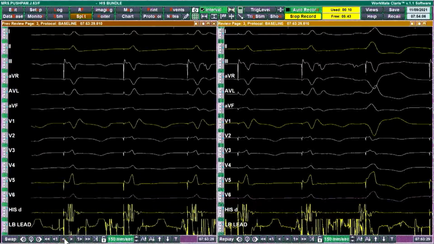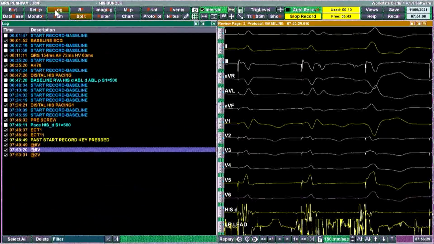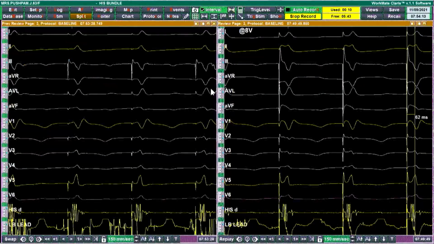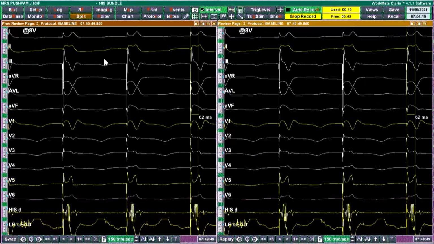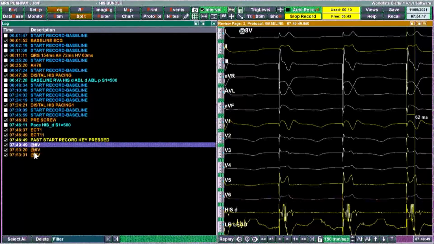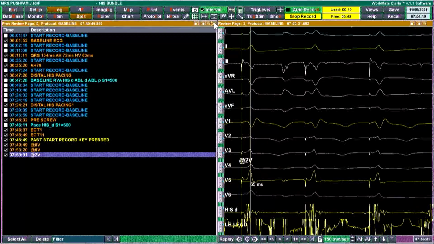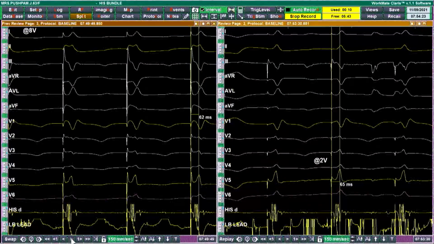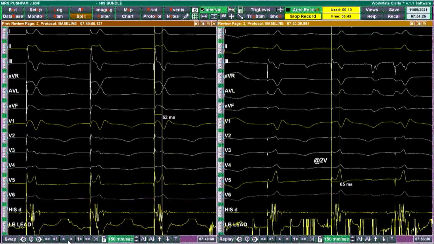For example, if pacing at 8 volts your LVAT is 63, and when I'm coming down the LVAT is increasing to probably 80 or 90, that means I am still a little farther away from the left bundle area. Probably 1 or 2 turns may be enough. Probably 1 or 2 turns will land us in the left bundle area.